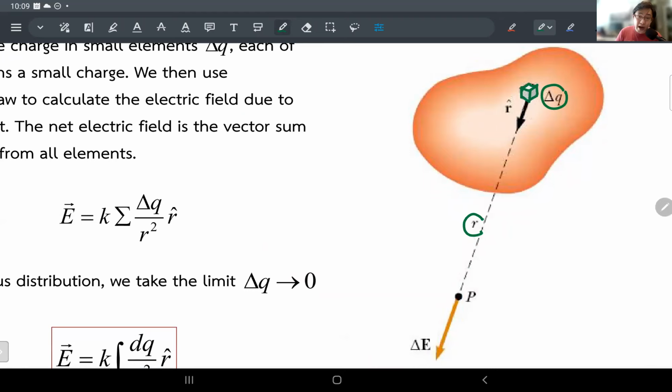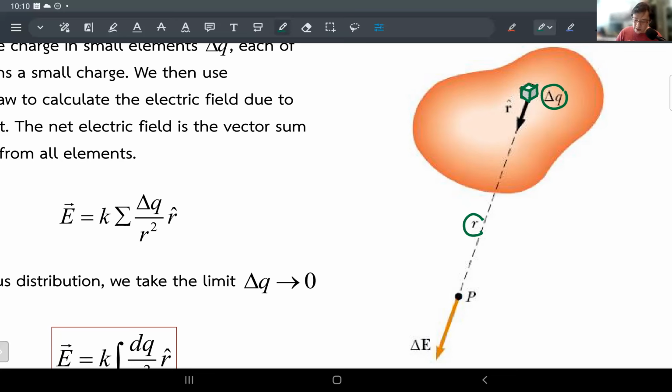And the R hat is still there. I hope by this time you can relate to the R hats a little bit. It's a unit vector pointing in the radial direction, which is just the line connecting the charge generating the field and the point of calculation. That's no big deal. So what you have here is the vector that points along R. That is your R hat. So what is going to be the field due to this delta Q charge?